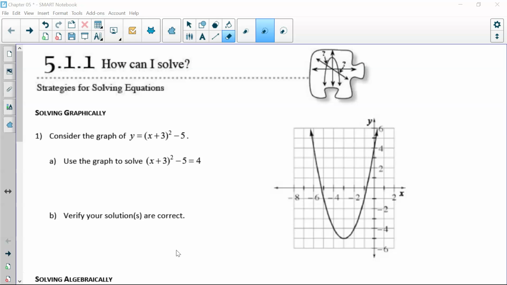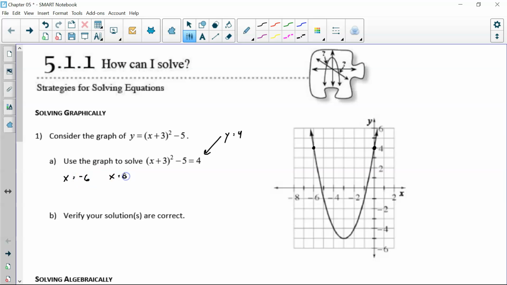So looking at it graphically, we're given the graph y equals the quantity x plus 3 squared minus 5. Now we're going to use that graph to solve when y equals 4. So when y equals 4, looking at the parabola, we look where we get to y equals 4, right there and right there. So our values for x are x equals -6 and x equals 0.